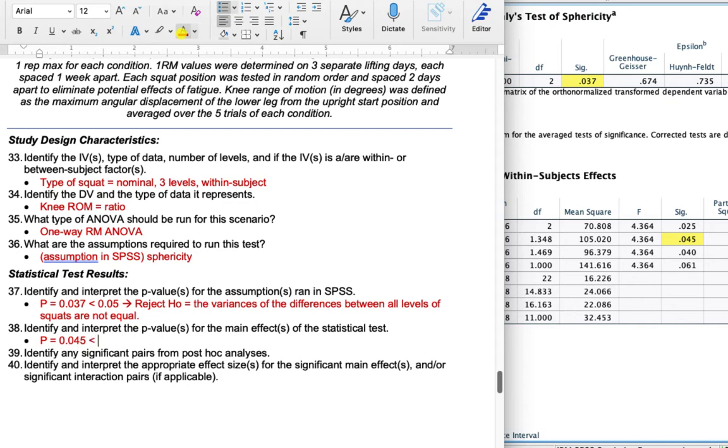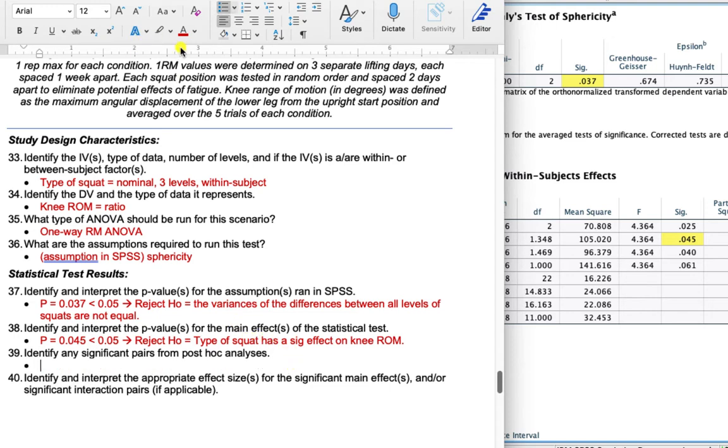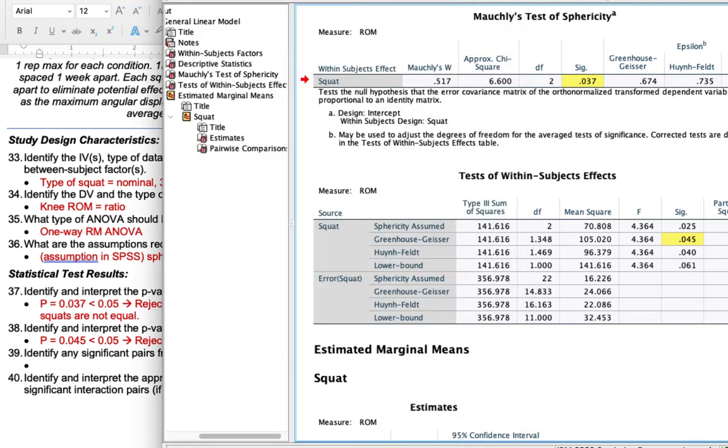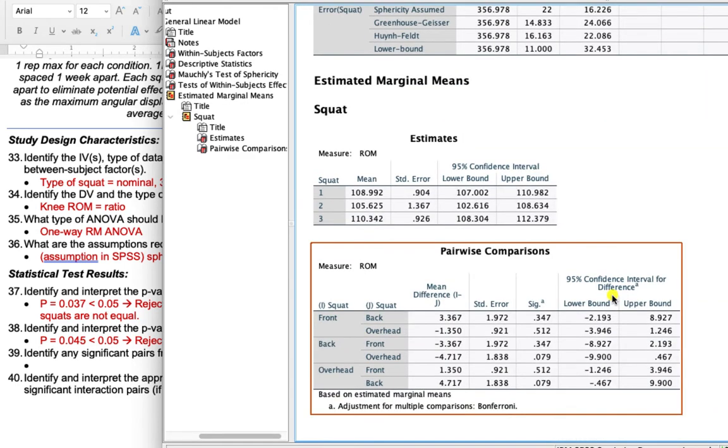This is less than 0.05. So we reject the null hypothesis, and we would say that type of squat has a significant effect on knee range of motion. Now this was something that I mentioned in the review video. When we have a significant effect, we should look at our pairwise comparisons.